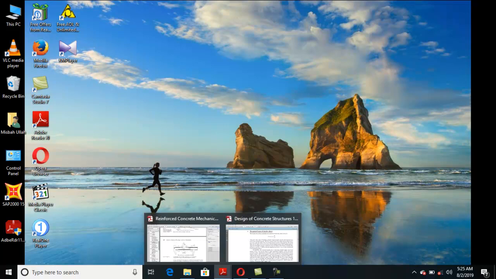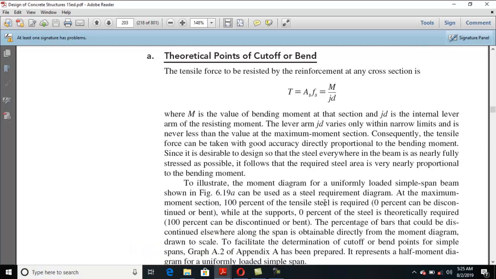In this lecture, we are trying to complete the remaining part of cutoff points and cutoff bars. Here we will discuss some theoretical approach which is explained in Nilson's book, as well as cover some theoretical portion of MacGregor's book. This is a continuation of lecture 9.